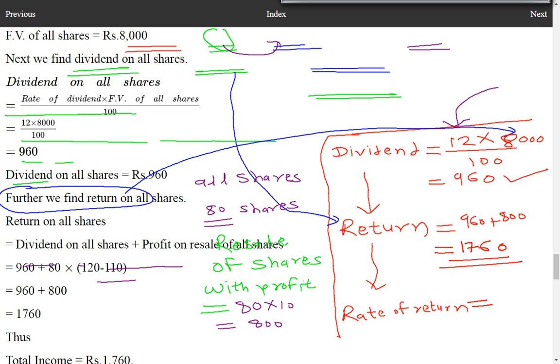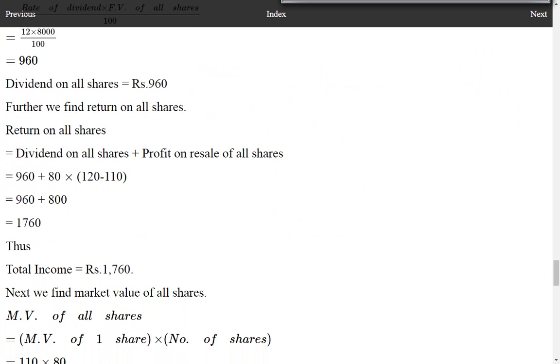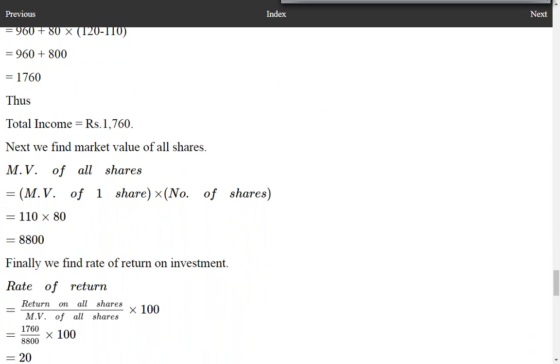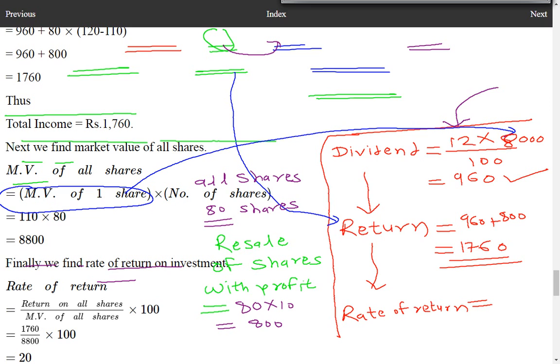Now we will have to find rate of return. So to find rate of return, first we will find market value of all shares. So market value of all shares is 8800, and rate of return is given by the formula return on all shares upon market value of all shares into 100. So rate of return is equal to 1760 upon 8800 into 100, and that equals 20. So the final answer is rate of return is equal to 20.